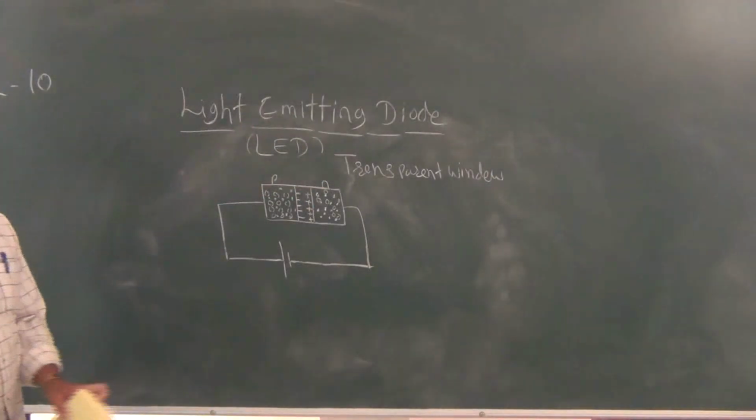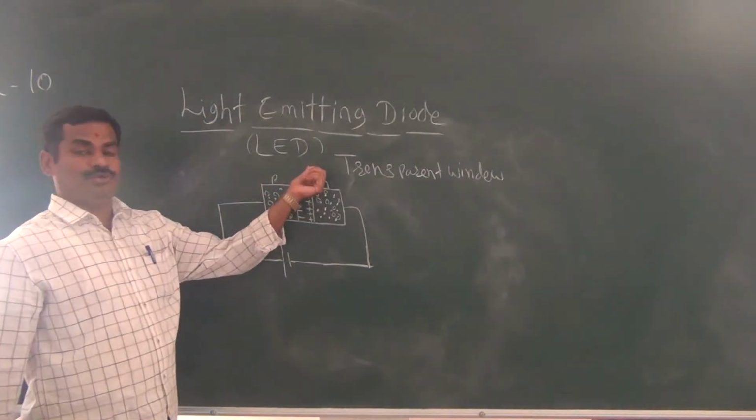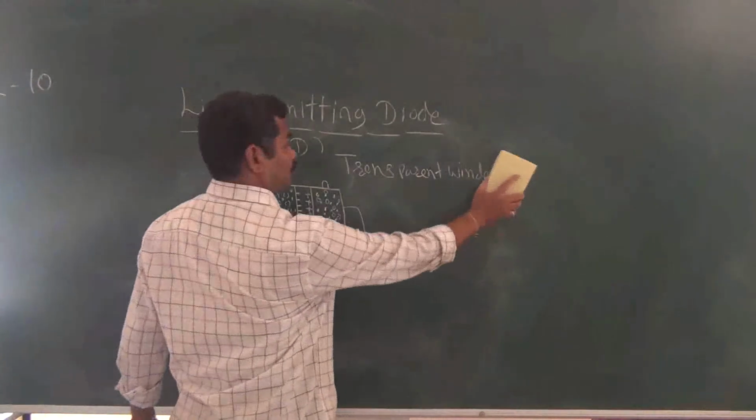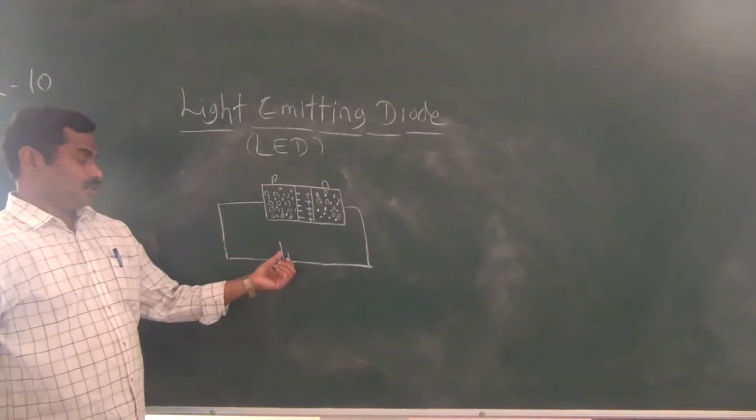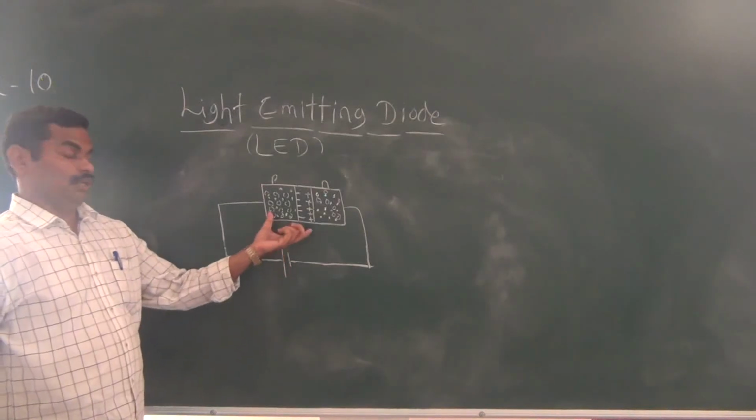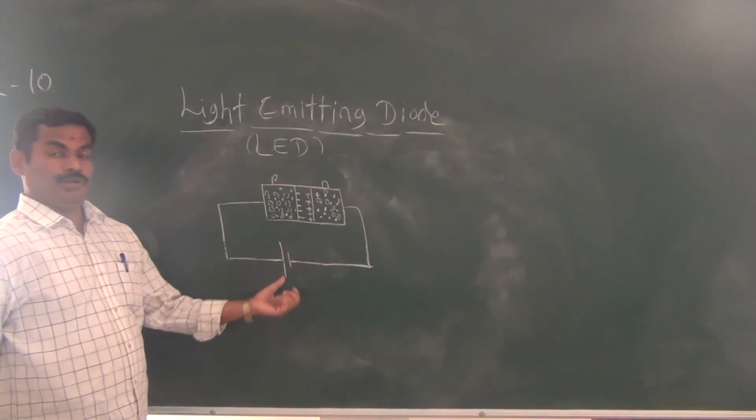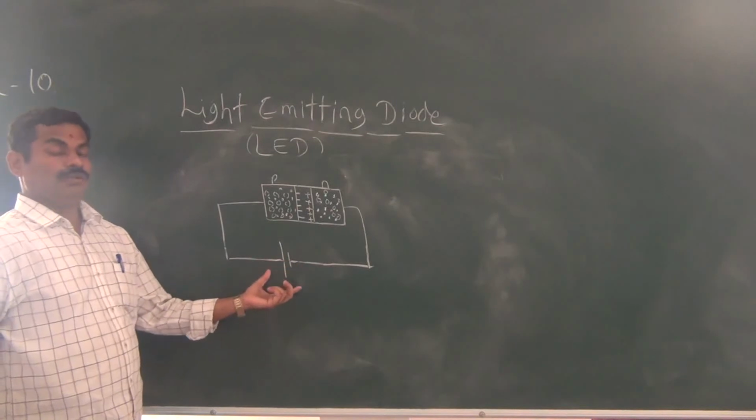It also contains a transparent window. By that window, the light will go outside. And look here how it works. Look here, as usual. As I said, it is heavily doped. And also you are applying the forward bias. When you apply the forward bias, what happens?